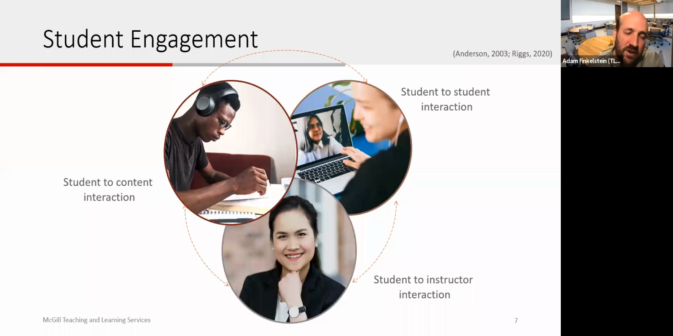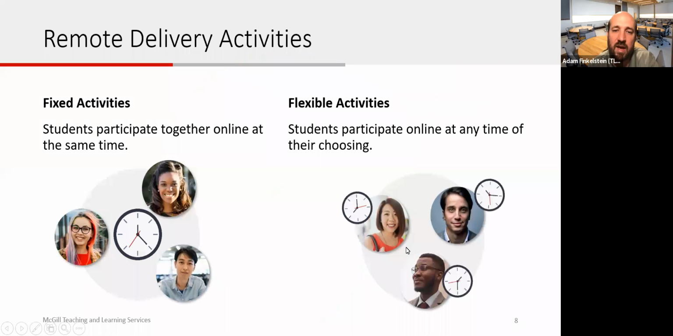So if we continue forward, one of the things that's really important is thinking about remote delivery activities. We've come up with some suggestions of thinking about all of the activities you're doing in your course, either in a fixed activity scenario or a flexible activity scenario. The real difference is that in fixed activities, students are participating together with you at the same time, okay? Flexible activities really shift the responsibility to the students and have them doing things on their own schedule and their own time.